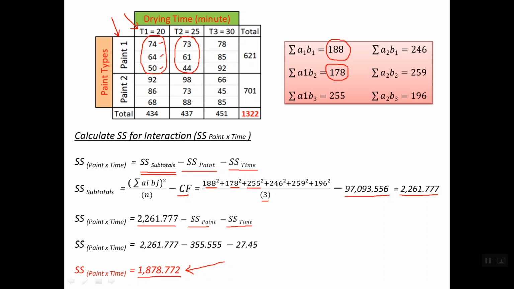So this is the way to calculate the SS for the interaction. We should take into consideration the groups of the experiment. So we have 6 groups. You should sum up all the observations in each of these 6 groups, and you should square it, divided by the n, which is 3, and subtract the correction factor.